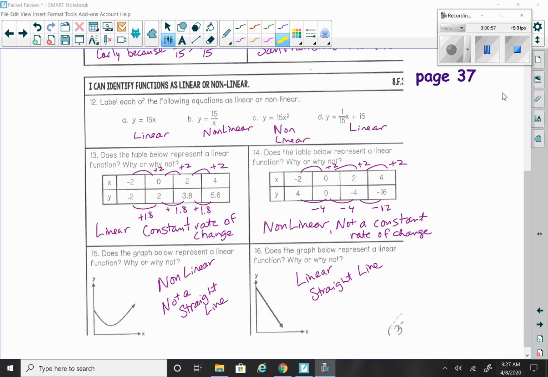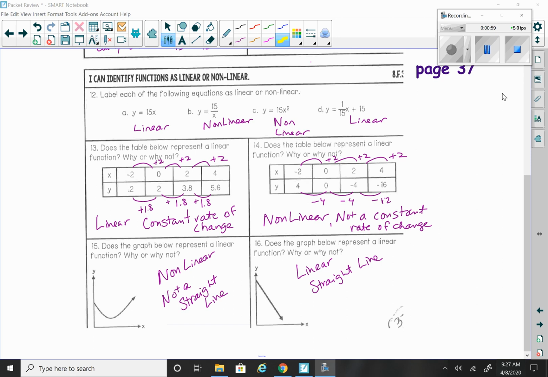Numbers 13 and 14, are these linear or not? How do I know why or why not? So I can see in number 13, every time the x value goes up by 2, the y value is going up by 1.8. That's a constant rate of change. So yes, that is linear. In number 14, every time the x goes up by 2, I can see first the y goes down by 4, then it goes down by 4 again, so it looks linear, but then the last part right there, it goes down by 12. So that's not a constant rate of change, so it is nonlinear.